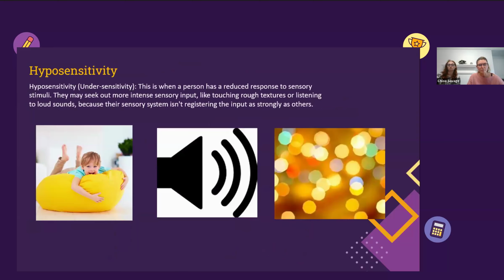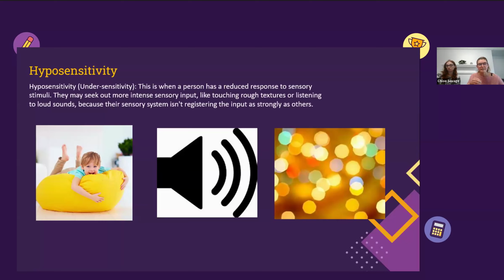The thing I just wanted to touch on before we move on is hyposensitivity. Very opposite to being overwhelmed is the sensation of being underwhelmed. That's hyposensitivity, where a person has a reduced response to sensory input. So what might stimulate us doesn't necessarily stimulate somebody else. In this case, they may seek out more intense sensory input. For example, if their hearing system is hyposensitive, they might put things on really loud volume because they need that extra sensory input to be stimulated.